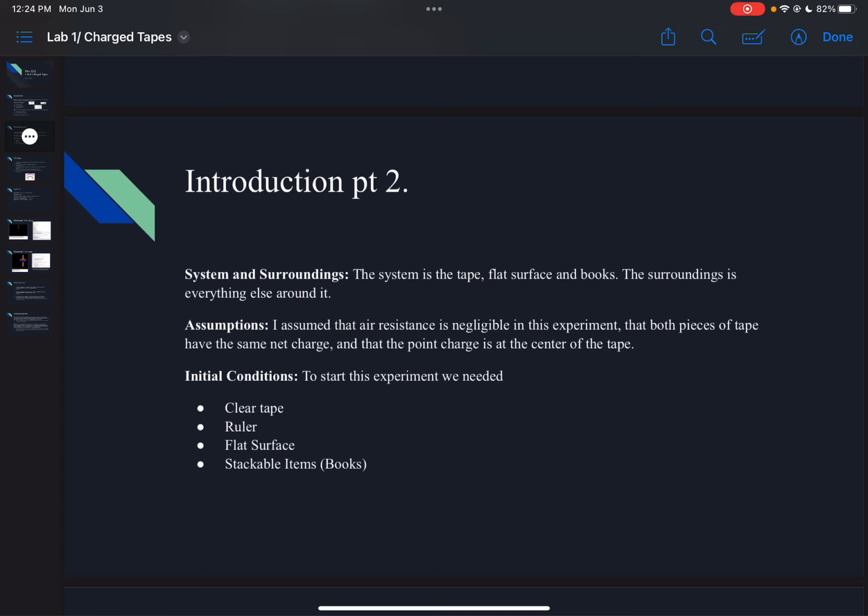Systems and surroundings. The system is the tape, flat surface, and books. The surrounding is everything else around it. Assumptions. I assume that air resistance is negligible in this experiment, that both pieces of tape have the same net charge, and that the point charge is at the center of the tape. Initial conditions. To start this experiment, we needed clear tape, a ruler, a flat surface, and stackable items, and I used books.